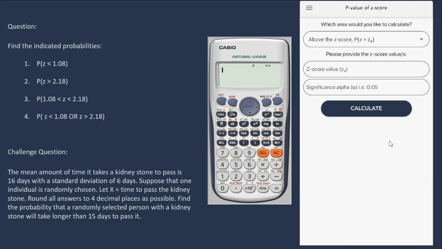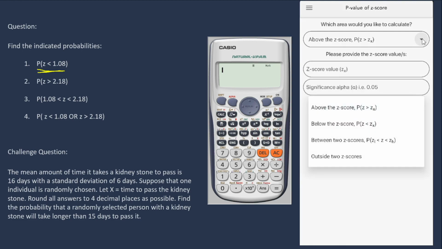In this section, we are tasked to provide three inputs. Number one, which area would we like to calculate? Number two is to provide the z-score value or z-score values, which we will see later, and then the significance level alpha. We'll be able to understand how to fill these values through an example. So first, let's solve the first question. What is the probability of z less than 1.08?